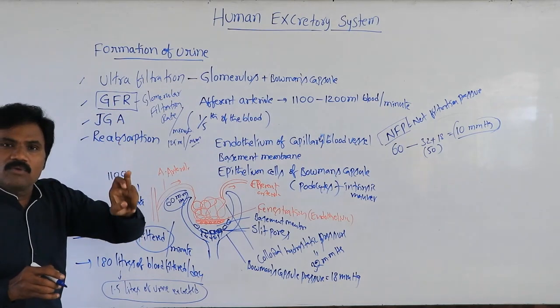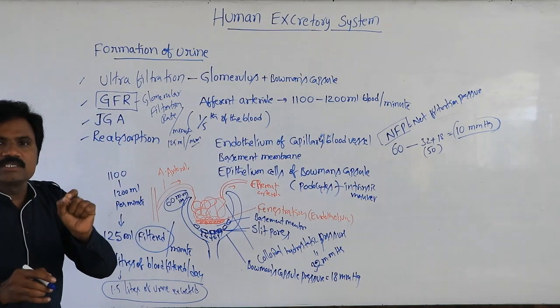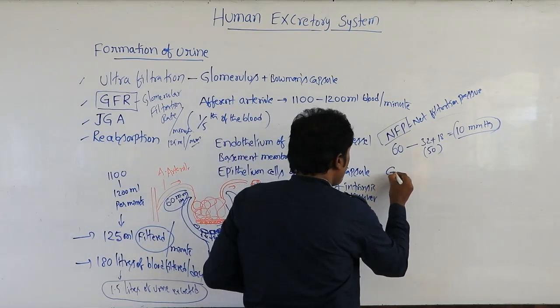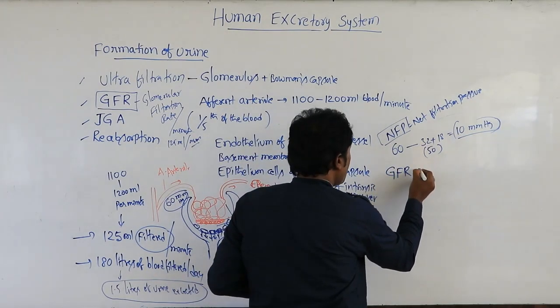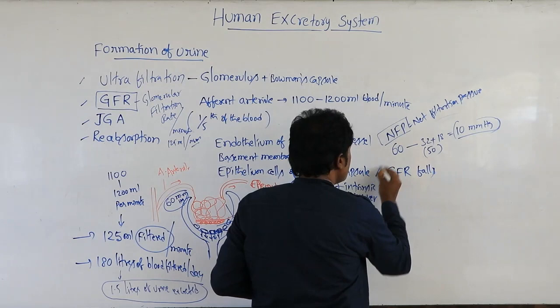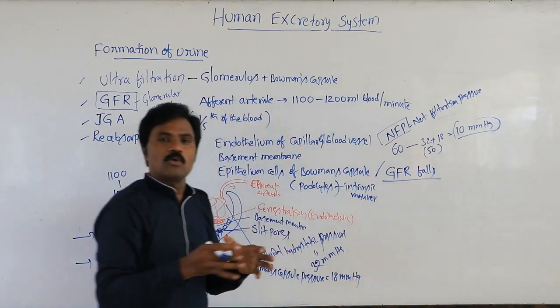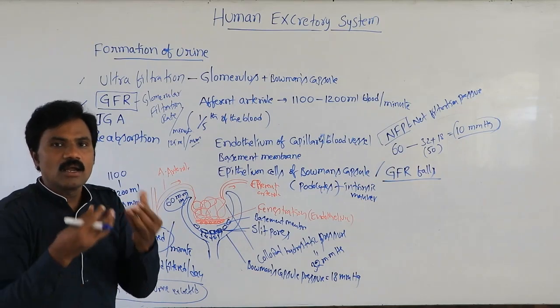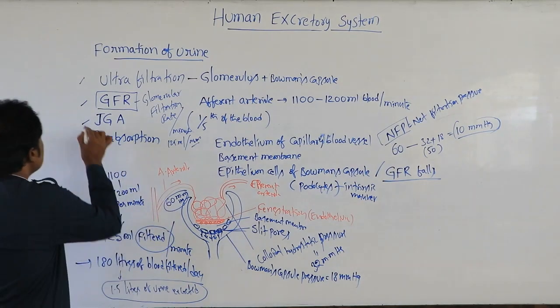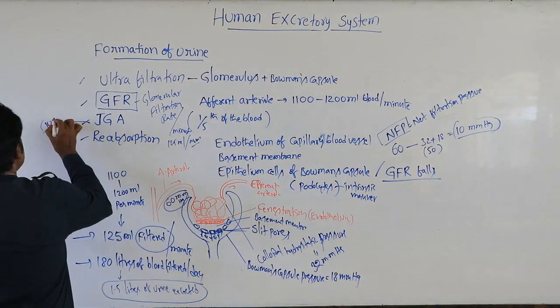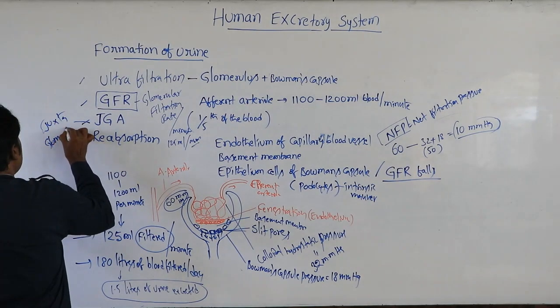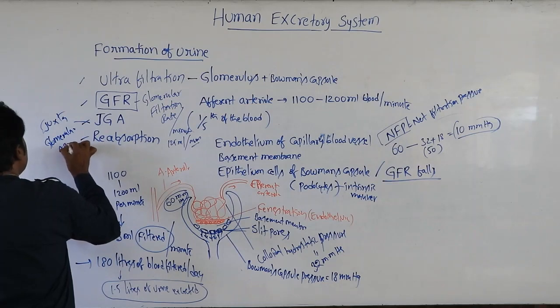So whenever the glomerular filtration rate falls down, then what happens? Immediately, we call this the juxtaglomerular apparatus.